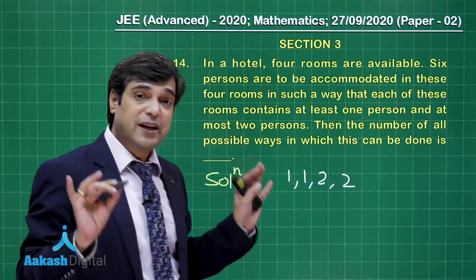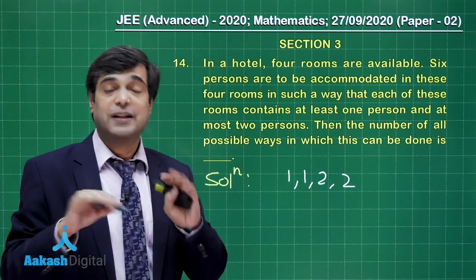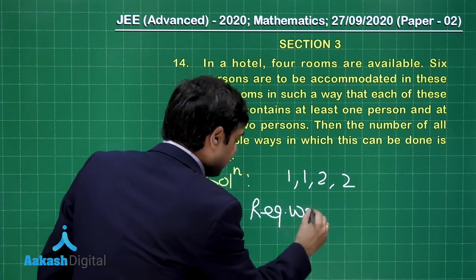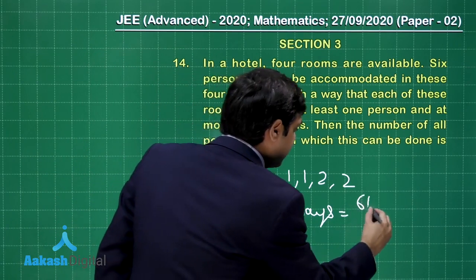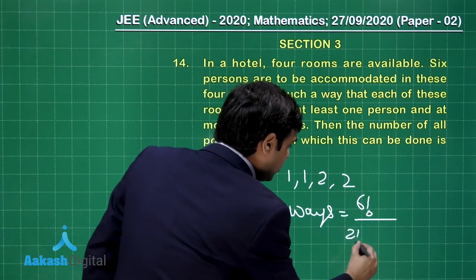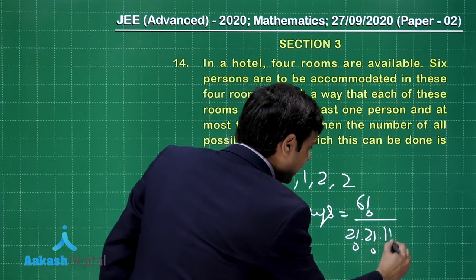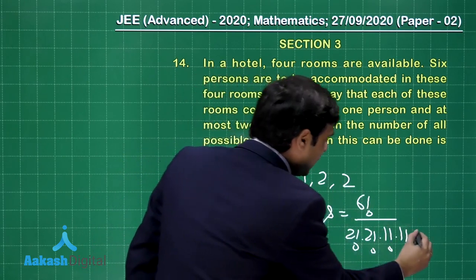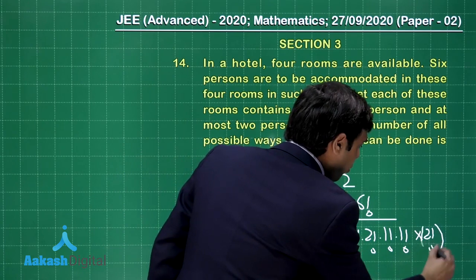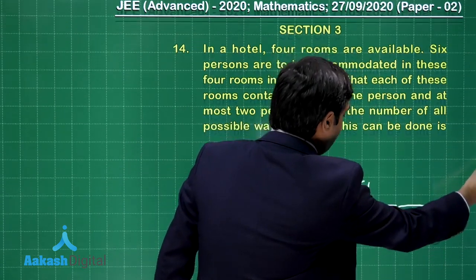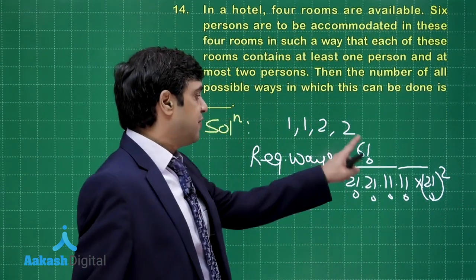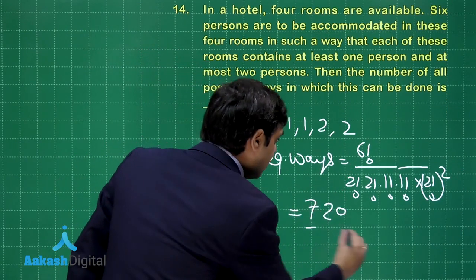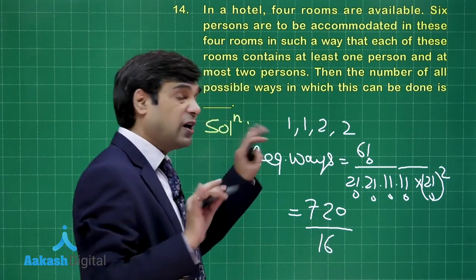So let's do one thing. First break it into groups, then arrange. So it's simple. Required ways equals 6 factorial divided by 2 factorial, 2 factorial, 1 factorial, 1 factorial. That's the division. Since 2 are equal, 2 are equal, so into 2 factorial whole square. So that's the required number of ways. Now we can see it is 720 upon 16.